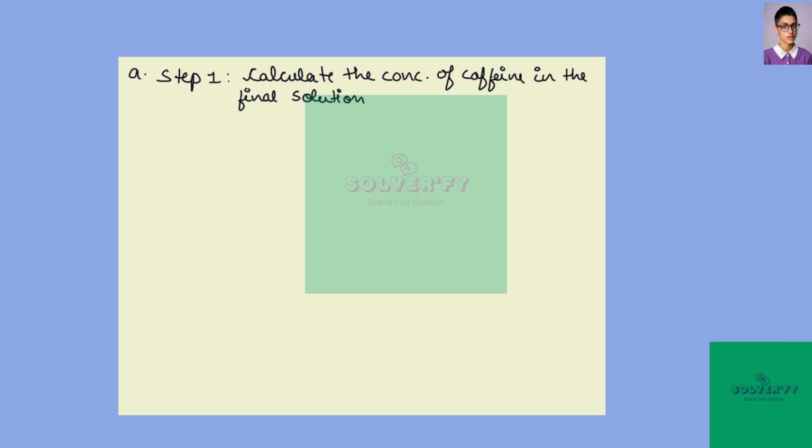Hello student. So the first part of the question is to calculate the grams of caffeine per kg of soluble coffee. So here in step 1, we'll calculate the concentration of caffeine in the final solution. Here in solution 1, the sample amount was taken as 2.5 gram and it was diluted to 500 ml.